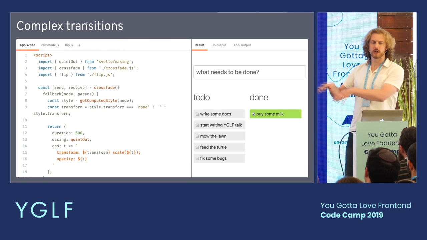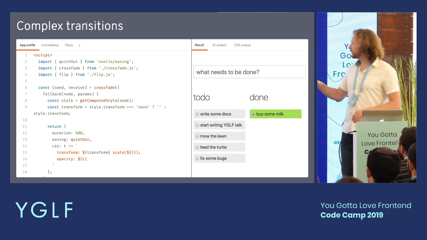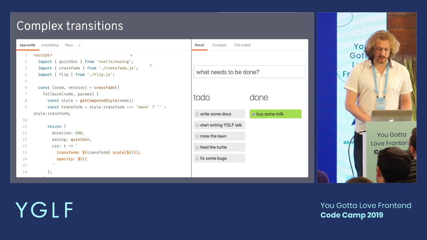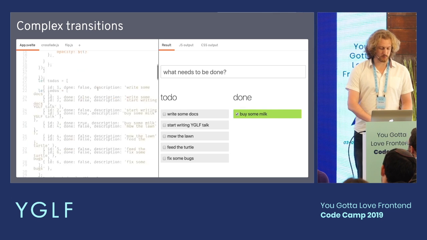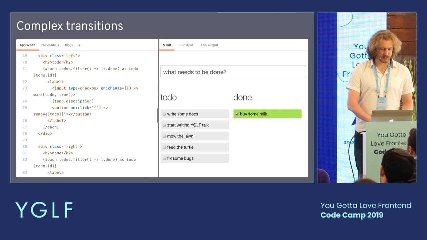I'm not going to show you all the code for this example, but I do want to show you conceptually what's happening. We've got a to-do list with two views of it. We've got one that is the to-dos filtered by the ones that have not been done.